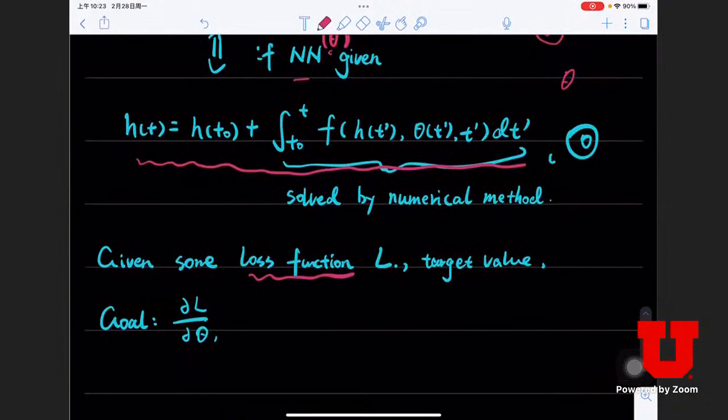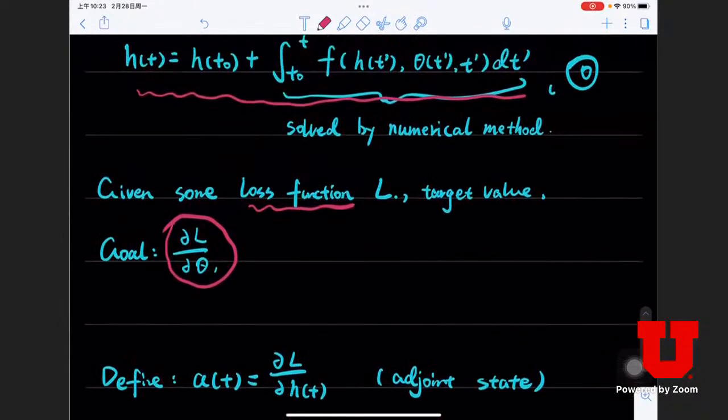So of course, the answer is gradient. Our final goal in this case is to compute the gradient with respect to the theta of the system. So how exactly to compute this is, I think, the key point of the neural ODE.